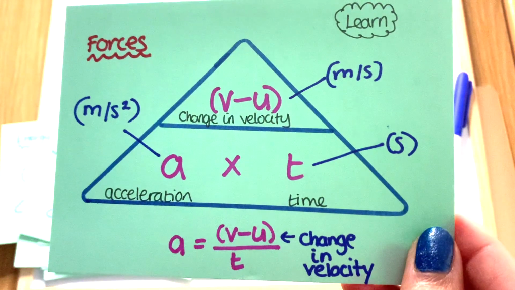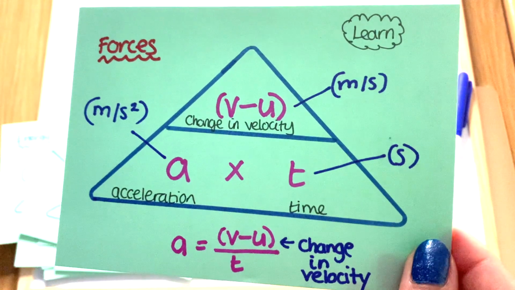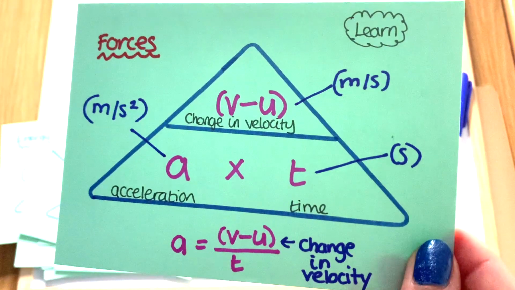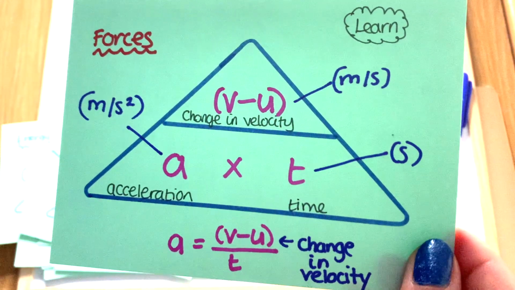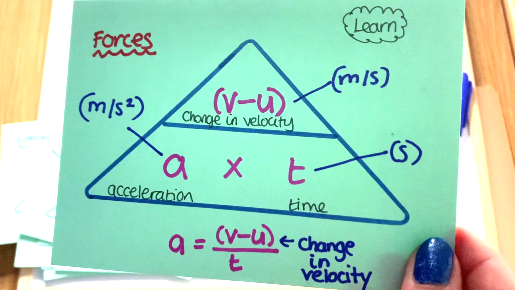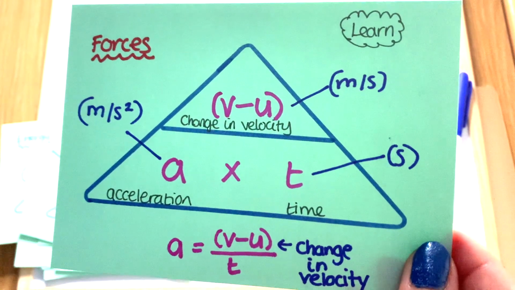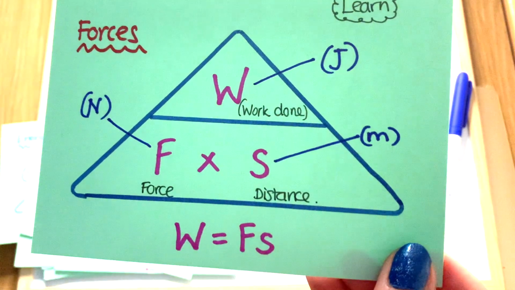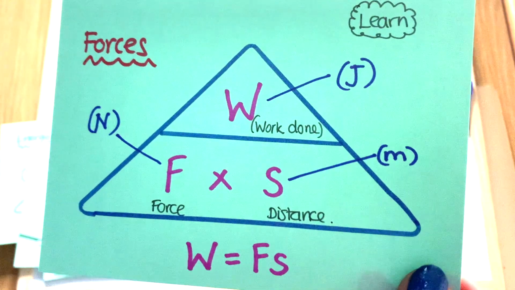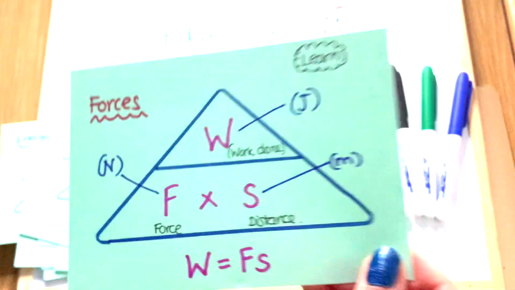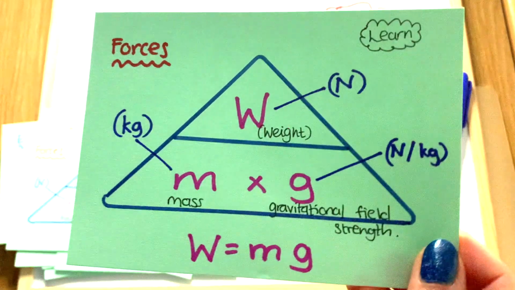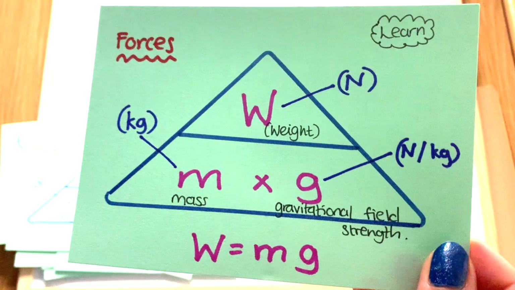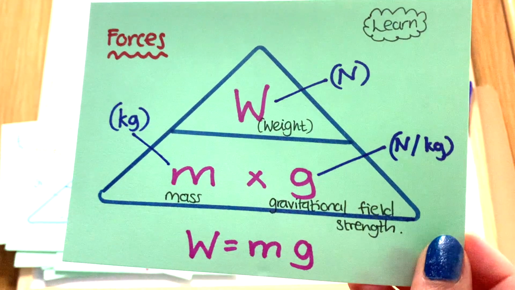Acceleration is the change in velocity divided by the time taken. And to work out the change in velocity, it's the final velocity take away the starting or the initial velocity. Work done is force times distance. The weight of an object is its mass times the gravitational field strength.